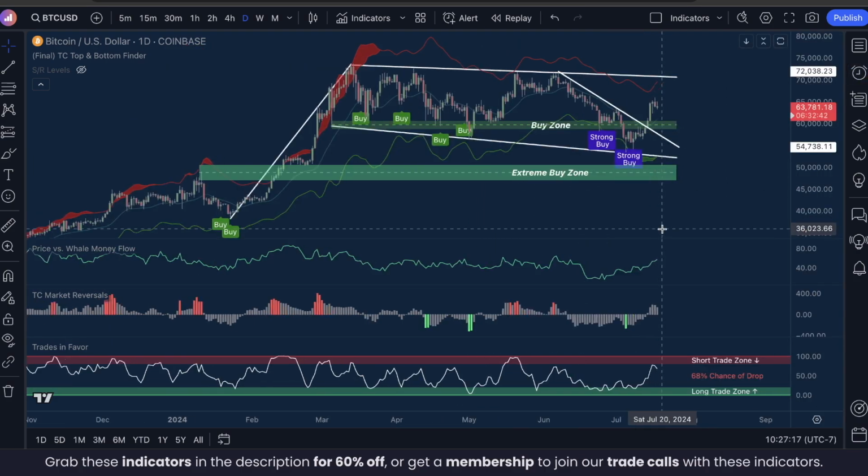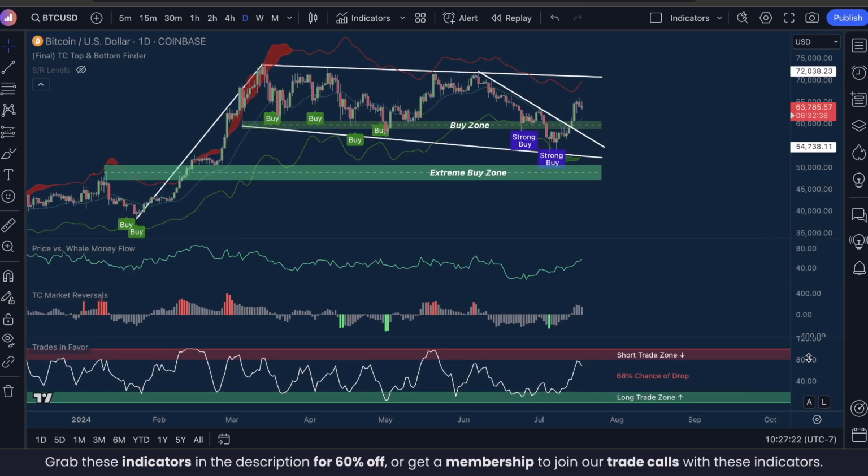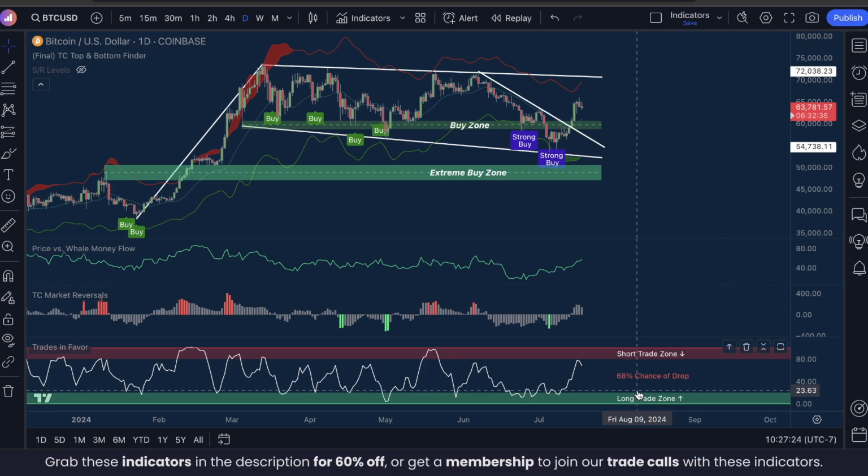Let me close this for a second. This is the first indicator of its kind. We set out and we said, we really want to have an indicator that visually tells us the percentage probability of a market dropping or a market pumping, a market moving back up. And so we coded this indicator. And when this white line comes into the top red section, it will give you a red dot right here.